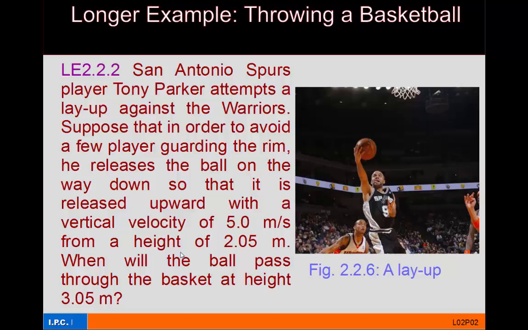Maybe he releases the ball on the way down, such that the height at which the ball is actually released from is 2.05 meters, and it's given an initial upward velocity of 5 meters per second. What we want to know is when the ball is actually going to pass through the hoop, which is at a height of 3.05 meters.